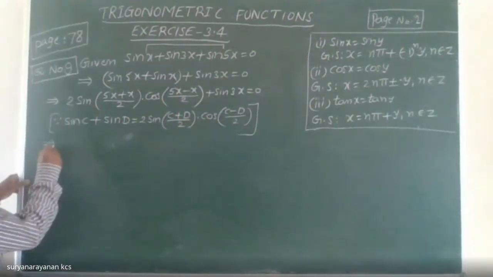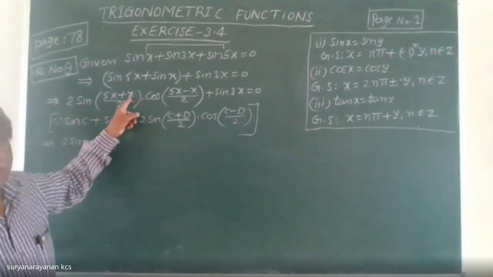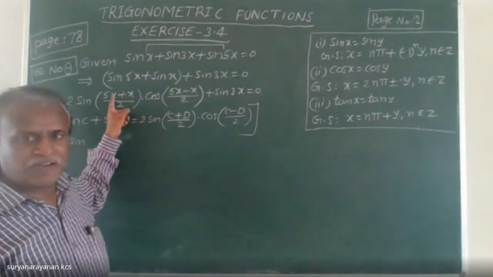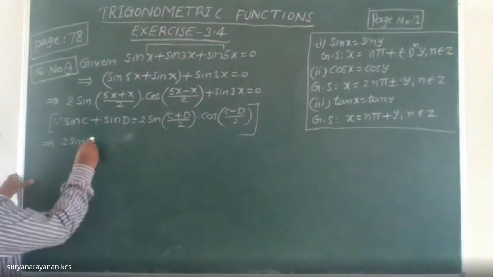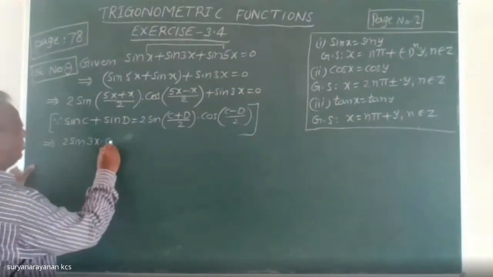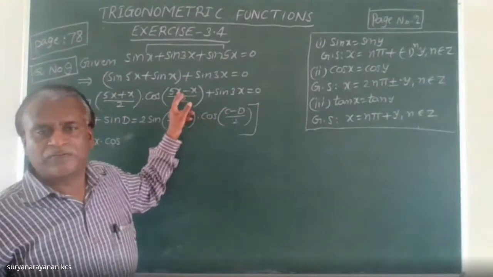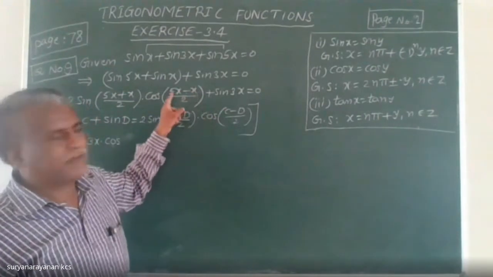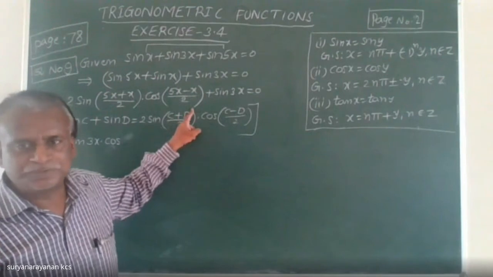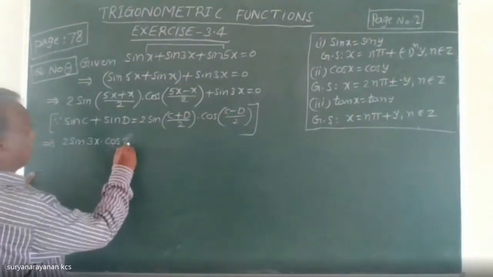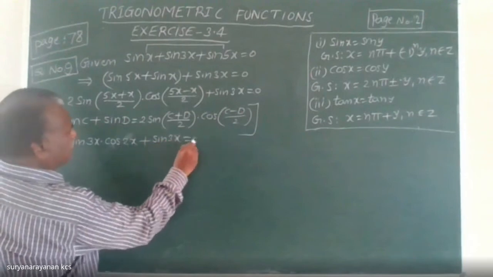This implies 2 sin of (5x plus x), which is 6x, by 2, and finally we get 3x, into cos of (5x minus x), which is 4x, by 2. Finally we get 2 sin 3x cos 2x plus sin 3x is equal to 0.